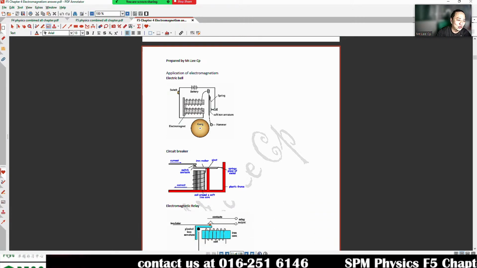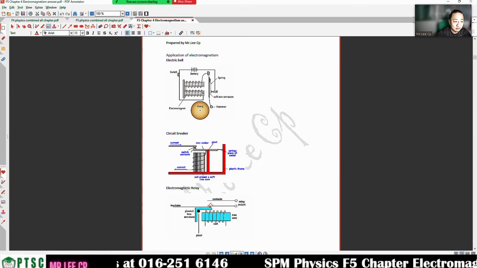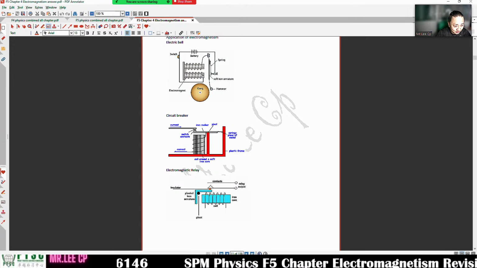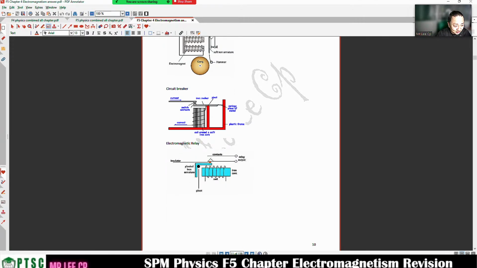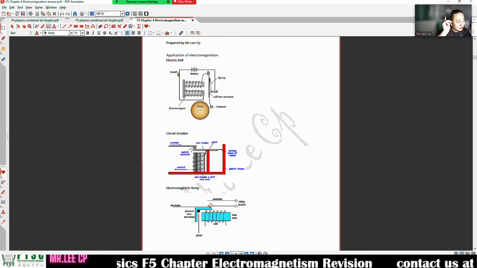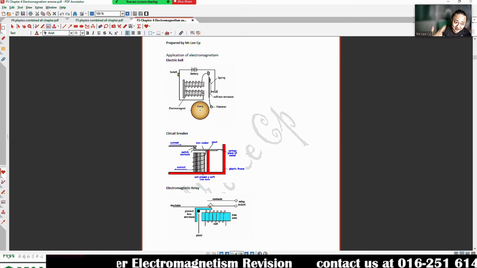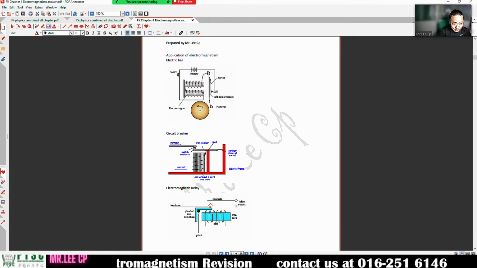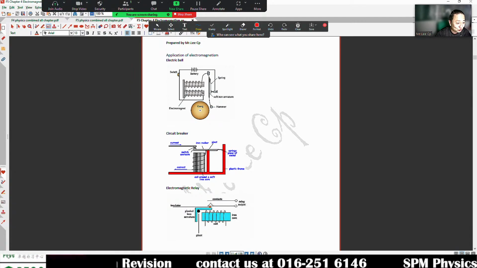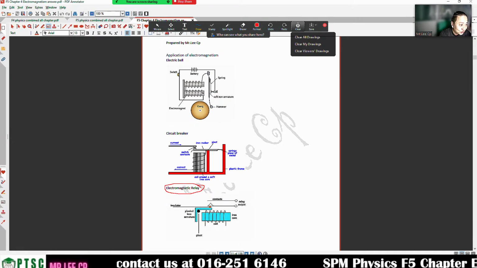So we talk about this, right? Electric bell application. The use of electromagnetism can be electric bell, circuit breaker, electromagnetic relay, and many others. If not mistaken, when I taught you previously, I explained electric bell and circuit breaker, but I didn't explain relay. So this time I choose relay to explain. So we see how.